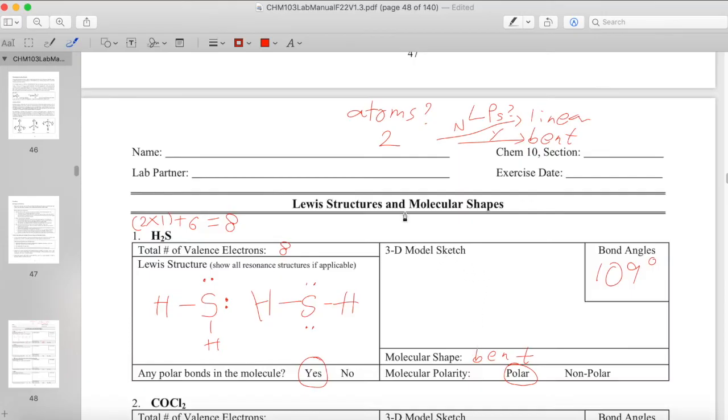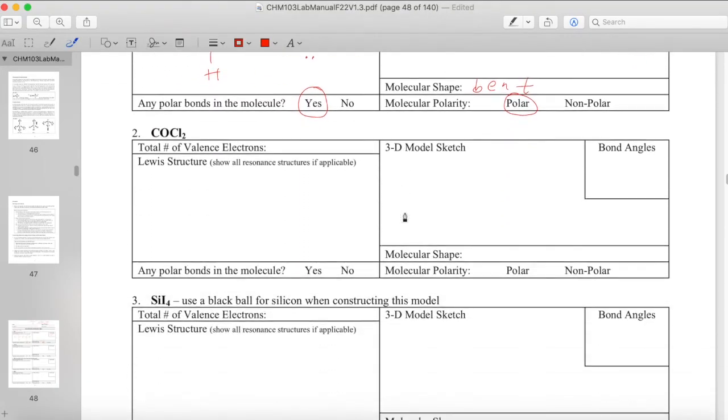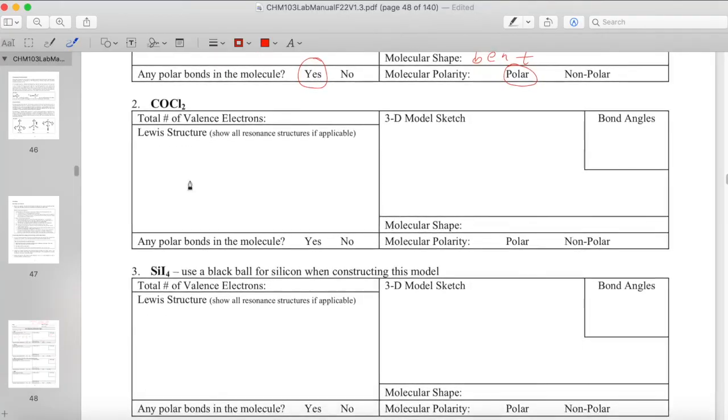Okay, all right, so let's try another problem that's going to be a little bit different. Let's try this very next one, COCl2. Let's add up the number of valence electrons that each of these atoms contributes. Carbon is in group 14, so it has 4 valence electrons. Oxygen is in group 16, so it has 6 valence electrons, just like sulfur does. They're in the same group.